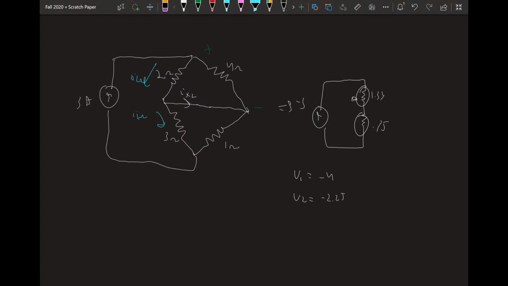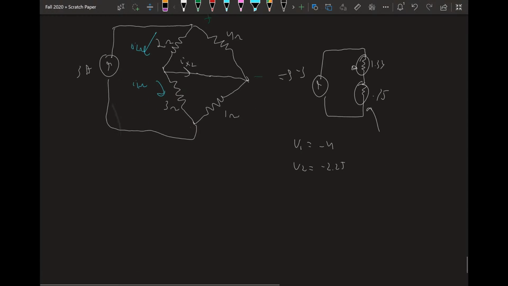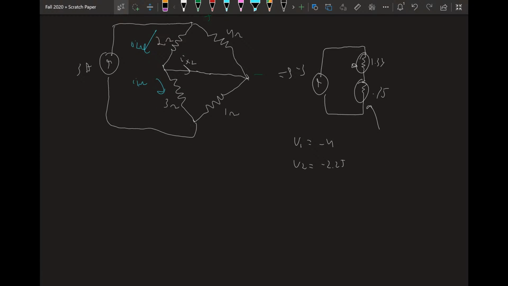So I can solve for I2. And the voltage across this resistor is the same thing as the voltage across this resistor. And I can solve for I3. And once I do that, using Ohm's law, I get that IX2 equals -1.25 amps.